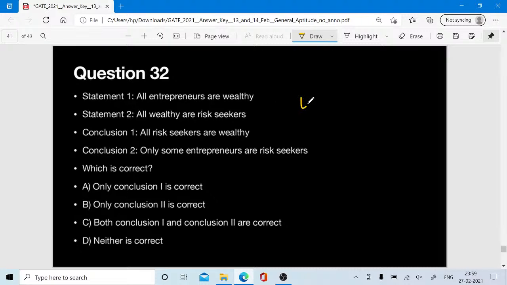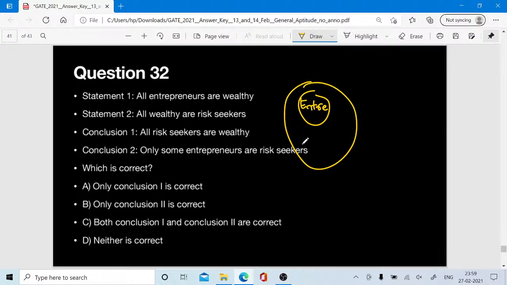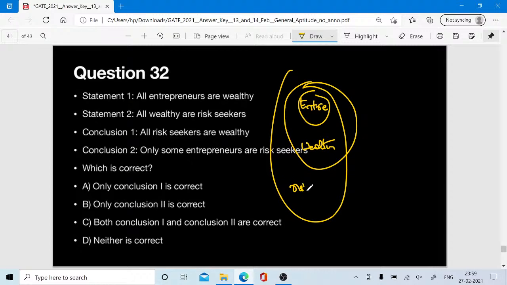Question 32: all entrepreneurs are wealthy. So I'll write down entrepreneurs here, and all entrepreneurs are wealthy. All wealthy are going to be risk seekers. So this will cover the whole, this will be the whole set.